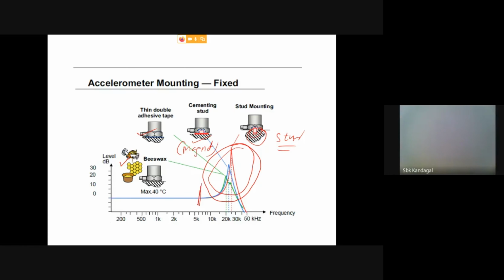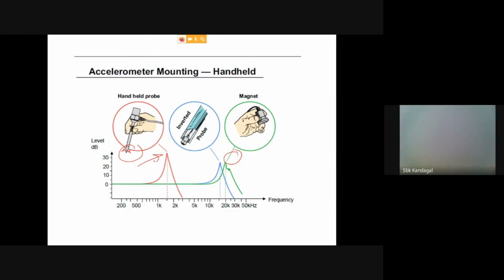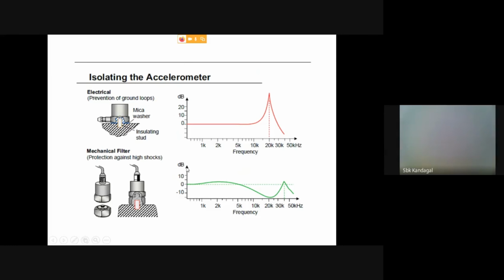Another few options: you can use a magnet, or you can use it handheld, but this is very rarely used and only for less sensitive measurements. You can also mount the accelerometer using a mechanical filter, which is used for shocks. This is a mechanical filter, and these are typically used to avoid shocks.